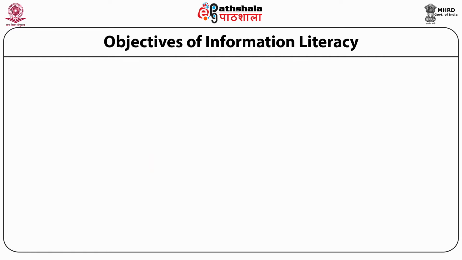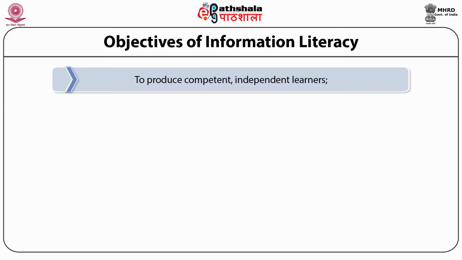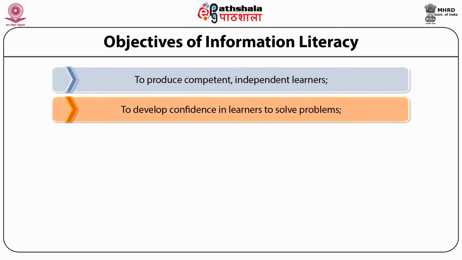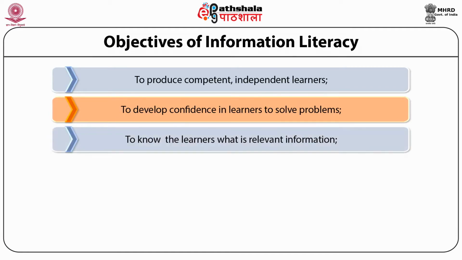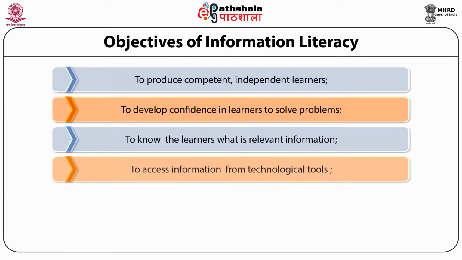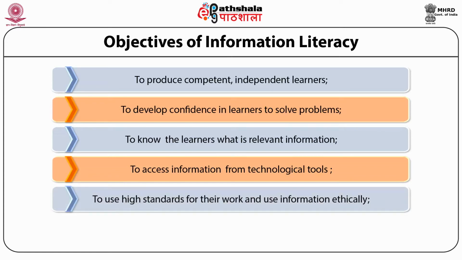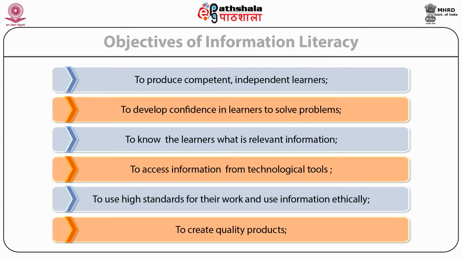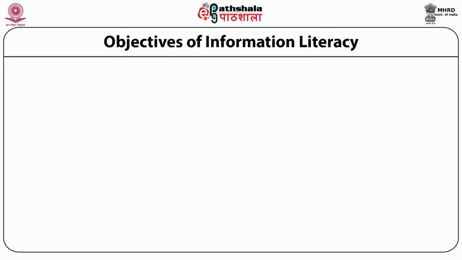There are various objectives of information literacy. These are to produce competent, independent learners, to develop confidence in learners, to solve problems, to let learners know what is relevant information, to access information from technological tools, to use high standards for their work and use information ethically, to create quality products.